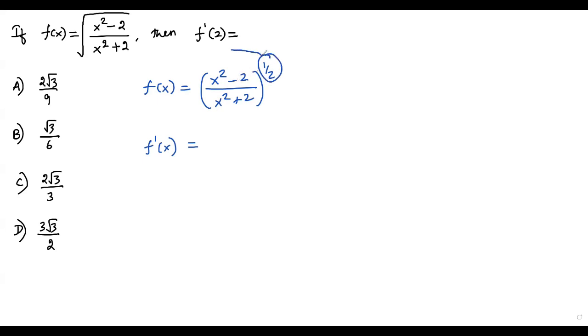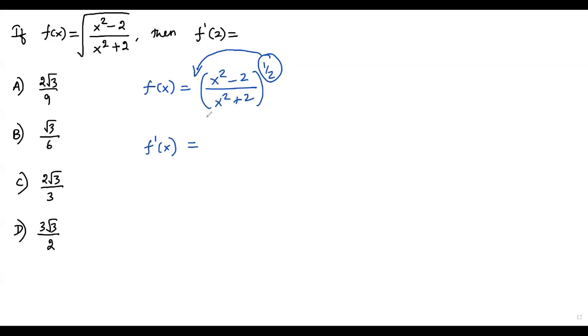That is, I have to bring this exponent in front and subtract 1 from the exponent. So this is the derivative only for the exponent 1 over 2. By chain rule, I have to further differentiate the stuff (x squared minus 2) over (x squared plus 2). But to get the derivative of this one, I have to use the quotient rule, because here we find a variable in both the numerator and denominator.